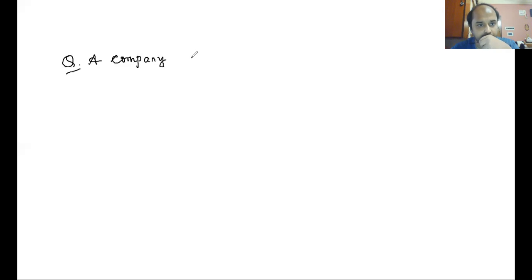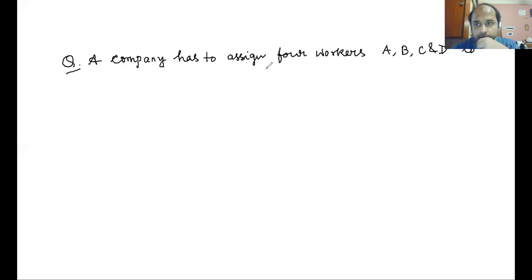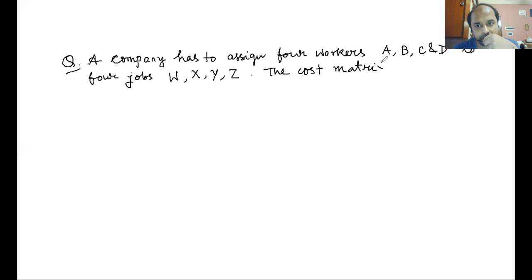Okay, sir. A company has to assign four workers, A, B, C, and D, to 4 jobs, W, X, Y, Z. The cost matrix is given below.